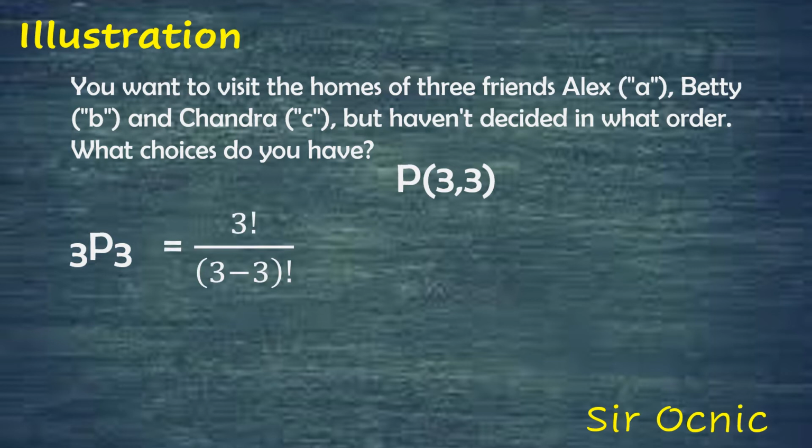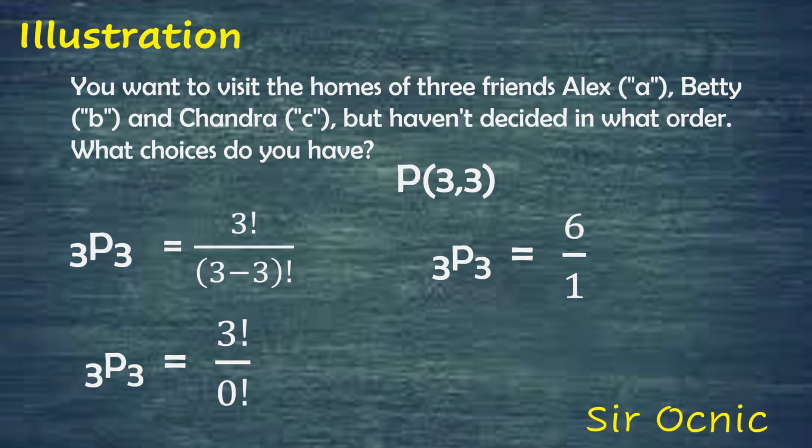Using the formula n factorial all over n minus r factorial, we will arrive at 3 factorial all over 3 minus 3 factorial, which is equal to 3 factorial all over 0 factorial. Take note that the value of 0 factorial is equal to 1 and not 0. So this one is the same as 6 all over 1, which is equal to 6. As shown earlier, you have 6 options in visiting the different houses of your 3 friends.